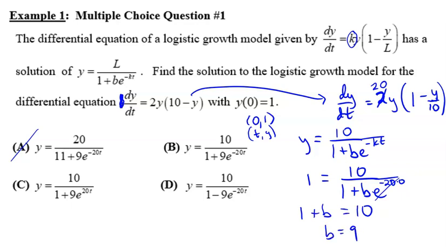So our final solution, our general solution, is going to be 10 over 1 plus a positive 9, so 1 plus positive 9. So this is out. And then we need a negative kt as our exponent, so it's this right here. So B is our answer.